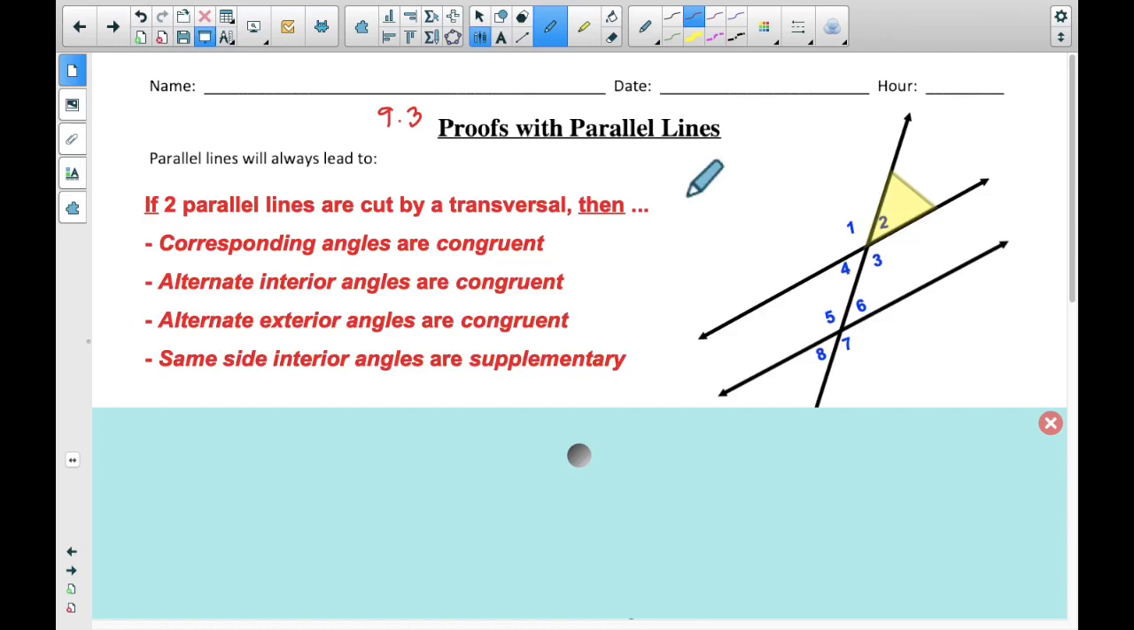Hi everybody, this video is going to cover section 9.3, which is proofs with parallel lines. You might want to take a minute and pause it and write this down because I'm going to hopefully talk pretty quickly and we'll be referring to this.